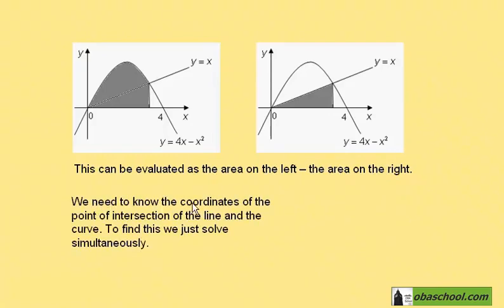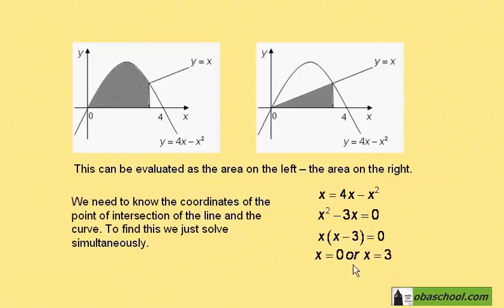We need to know the coordinates of the point of intersection of the line and the curve. That will give us the x-coordinate just here. To find this, we just solve the equations simultaneously. So we have x equals 4x minus x squared. This gives us x squared minus 3x equals 0. x times (x minus 3) is 0, so x is 0, or x is 3.